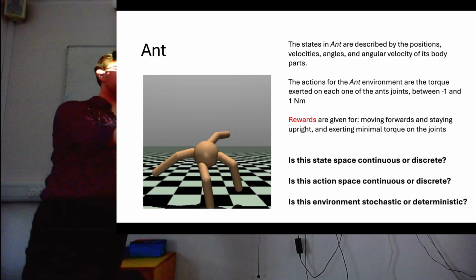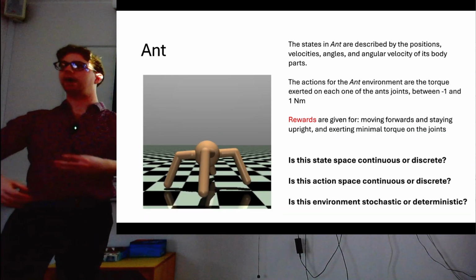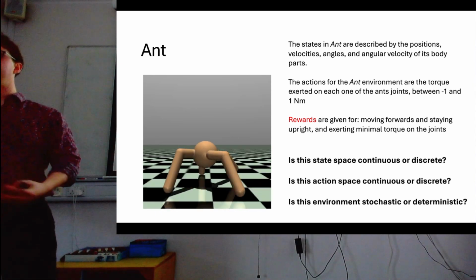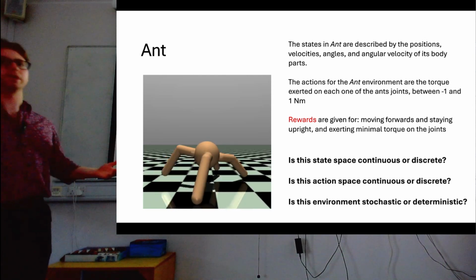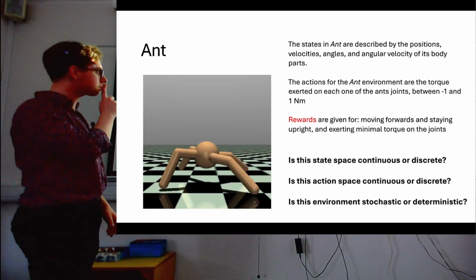Like, are you currently moving forward? Is your body off the ground? Have you exerted lots of force? You get lots and lots of feedback from the environment about whether you're doing a good job. So it's a very non-sparse signal.